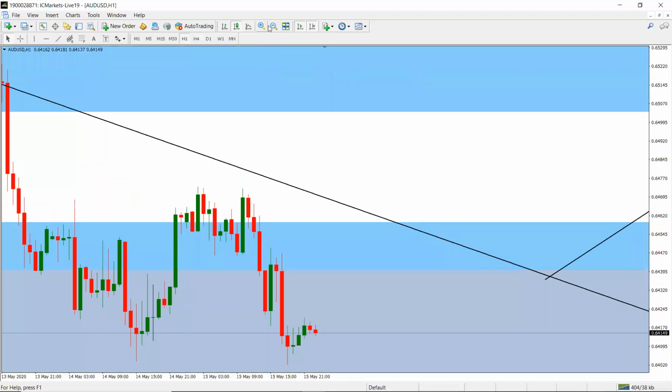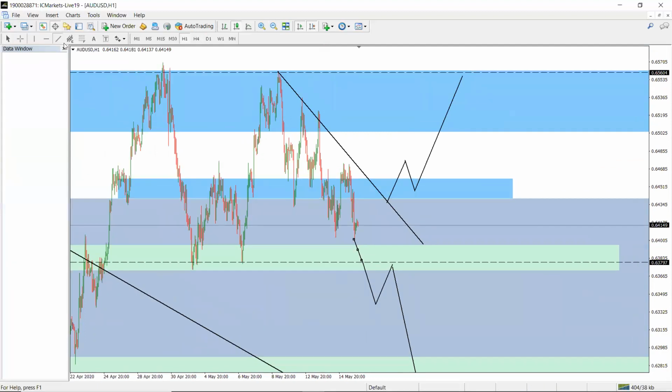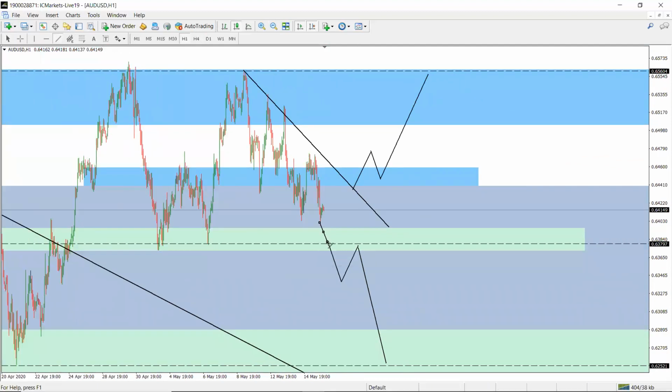Now bring it to the 1 hour time frame. This is what our setup is going to look like. We could be having a push to the downside first, then we could be having a squeeze to the upside.